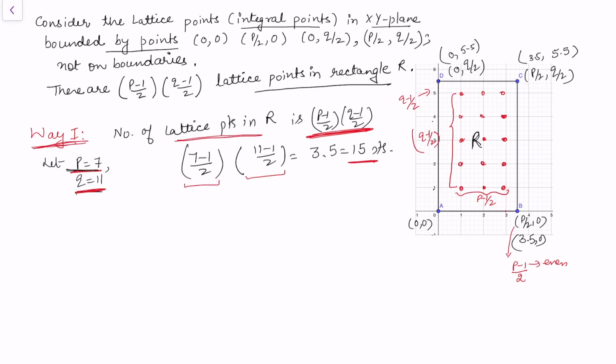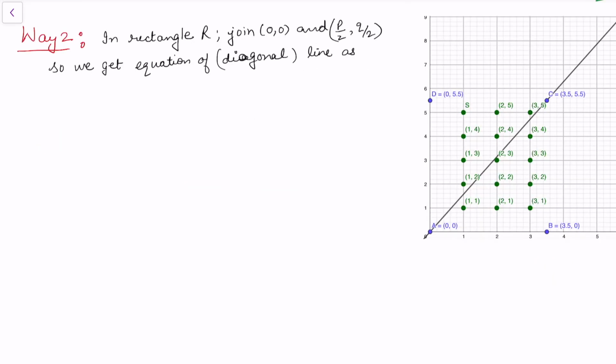Now in the second way, I am going to divide this region into two parts, and I am again going to count the number of lattice points, and then I am going to compare these two. They will actually be the same. In the second way, in that rectangle R, join the point 0 0 and the point p by 2 comma q by 2. So this point is actually p by 2 comma q by 2. Here the point was 0 comma q by 2. Here this point was p by 2 comma 0. So we want to join this diagonal line.